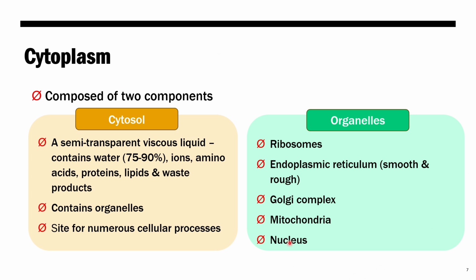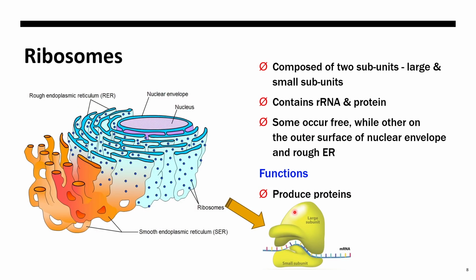The other main component is the organelles. There are many organelles in the cell, but if you are required to list a few that are very important, you can say ribosomes, endoplasmic reticulum, Golgi complex, mitochondria, nucleus, such things. If we briefly look into these structures, the ribosome is the site for protein synthesis. This is where your proteins are produced.